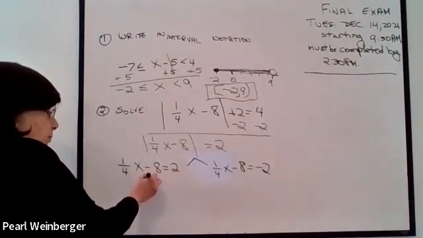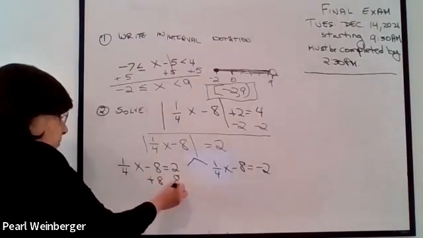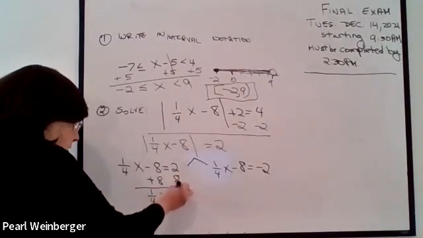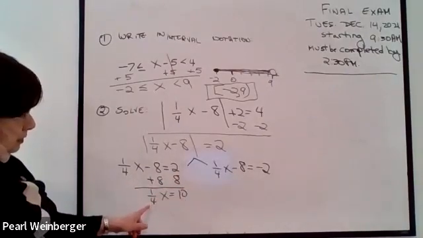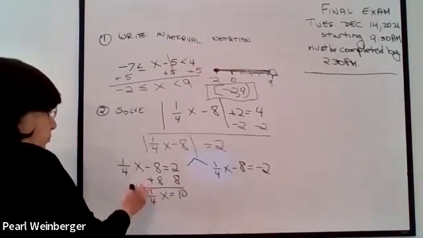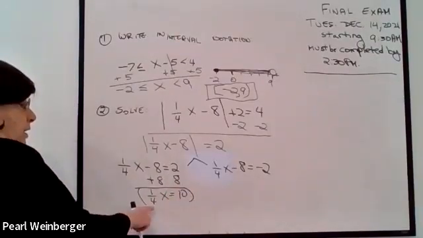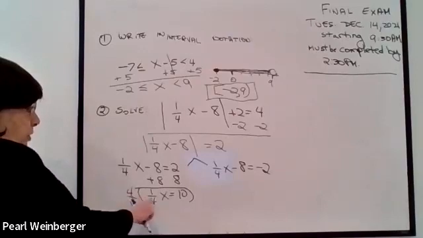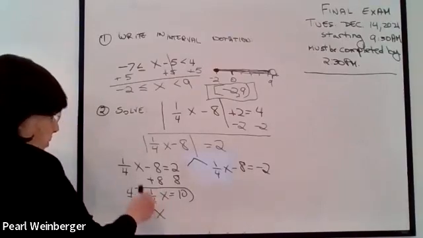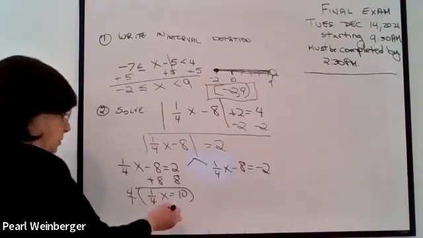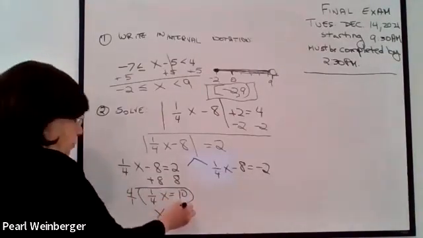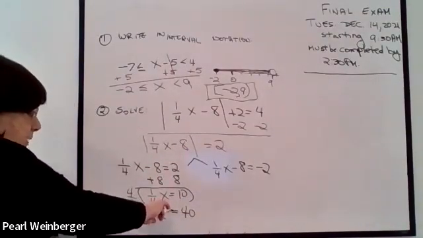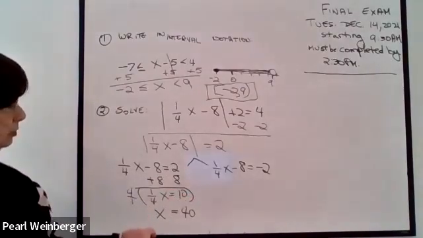So first here, I'm going to add 8 to both sides, which will give me 1/4 x equaling 10. And since this is a 1/4, I'm going to get rid of the 1/4 by multiplying by the common denominator, which is 4/1. So 4/1 times 1/4 x will just give us 4/4 or 1x. And 4/1 times 10 will give us 40. Otherwise, you can just cross multiply. Multiply the denominator here, the 4, by the 10 here.